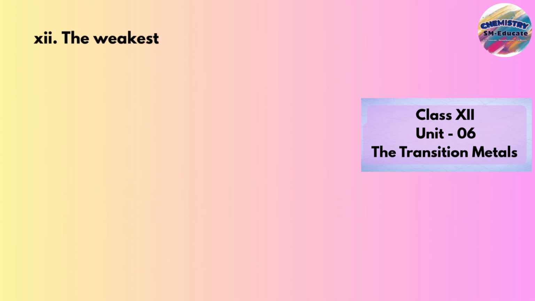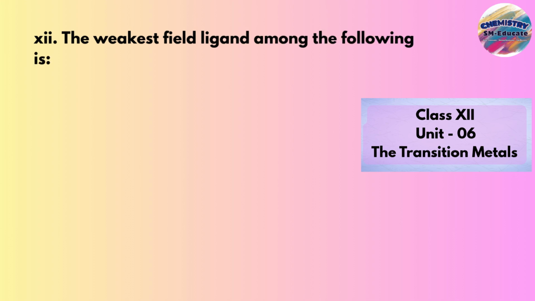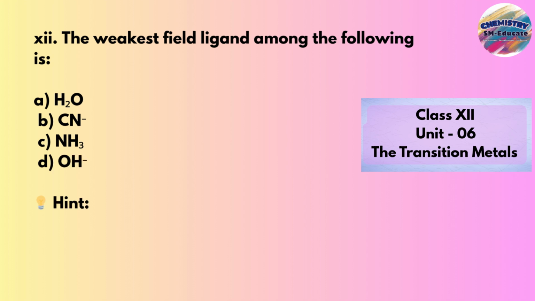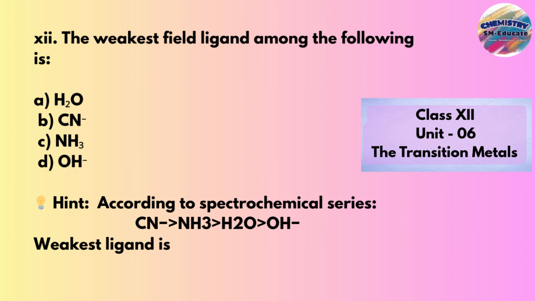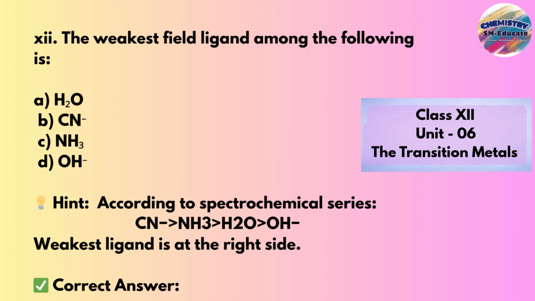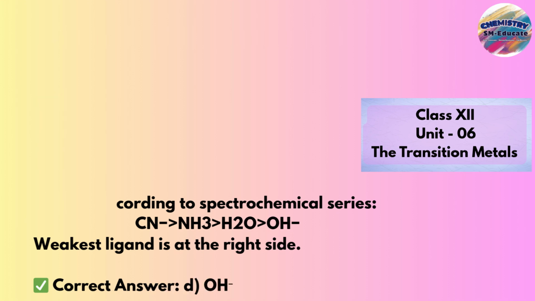12. The weakest field ligand among the following is: A. Water, H2O. B. CN- ions. C. Ammonia, NH3. D. OH- ions. Hint: According to the spectrochemical series, CN- is greater than NH3, which is greater than H2O, which is greater than OH-. The weakest ligand is at the right side. Correct answer: D, OH- ions.